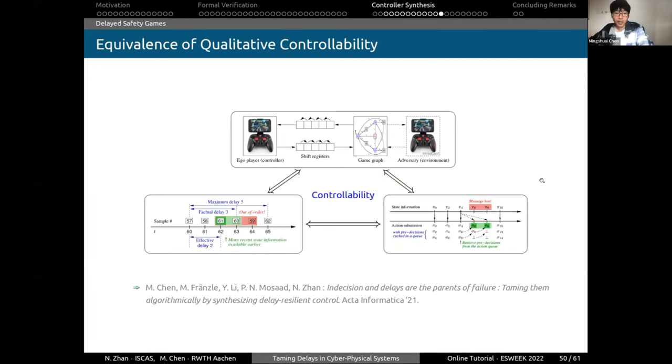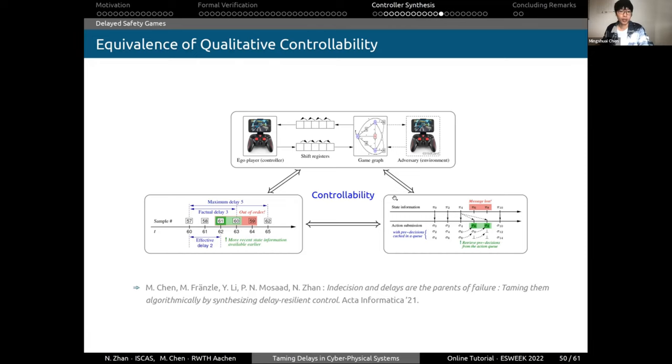And then as an extension of our incremental synthesis, we have shown in our paper that the qualitative controllability between a fixed delay, an out of order delay, and the message loss setting are equivalent. They are formally equivalent, meaning that if you have a winning strategy in the fixed delay setting, then you will also have a winning strategy in these two extended settings. The proof of this is rather complicated, but the general impression is that for those three cases, you always have the equivalent controllability. That is super nice from my point of view.